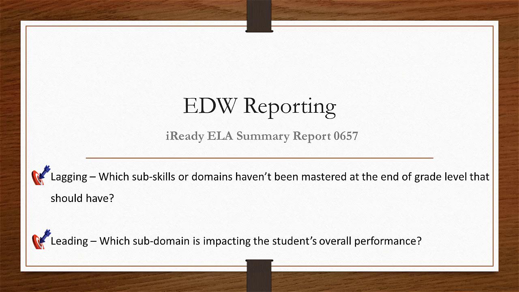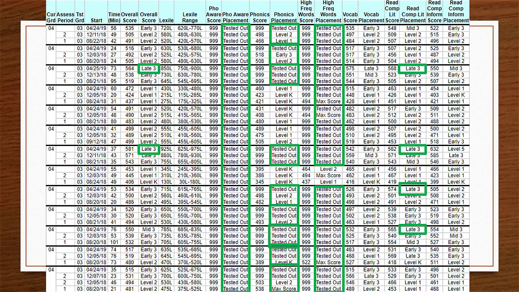iReady ELA Summary Report number 0657 can help identify which subdomains within the diagnostics have not been mastered by the end of the previous year and which may have impacted the student's overall performance. Let's take a look at a 4th grade class as an example. First, we can identify students who are on grade level coming into 4th grade.